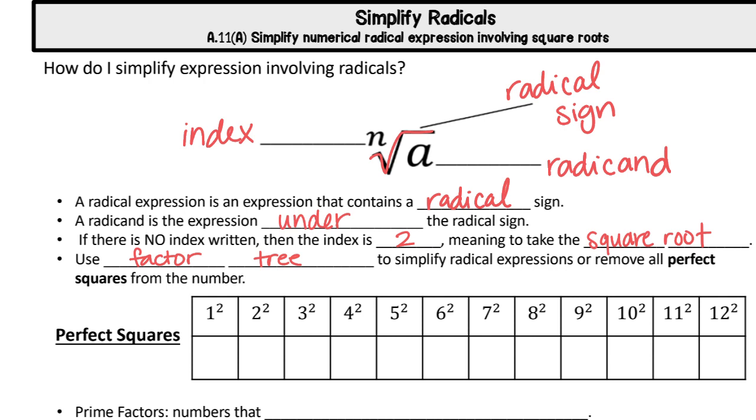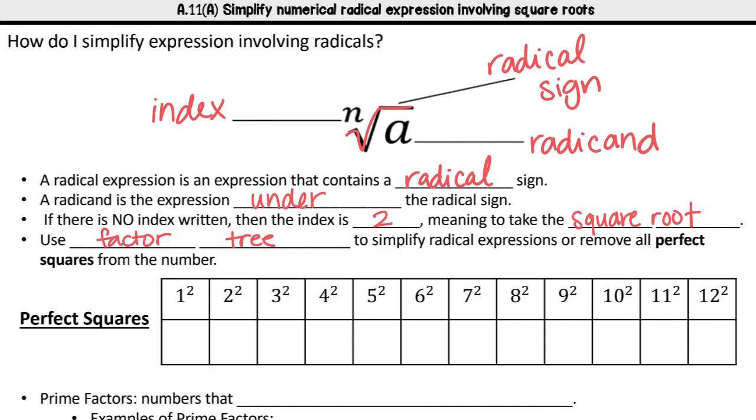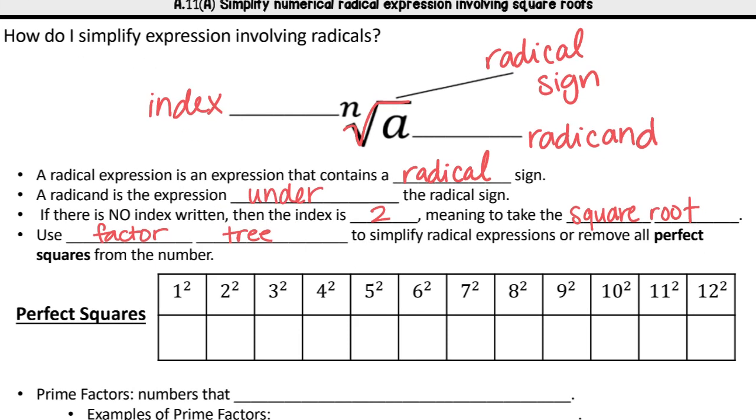Okay, so let's talk about what perfect squares are. A perfect square is just a number that is squared so that you can take a square root of it. Right here we have a list of numbers, and we're just going to square each of these numbers. So 1 squared is 1. 2 squared is 4. And it's a perfect square because I can do the opposite and take the square root of 4 to get back to 2. 3 squared is 9.